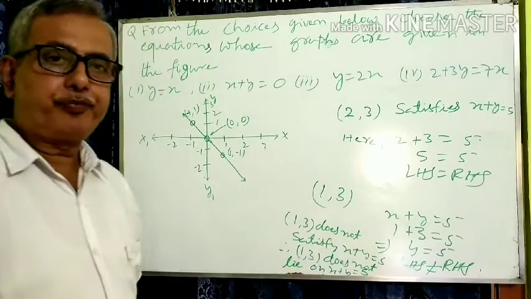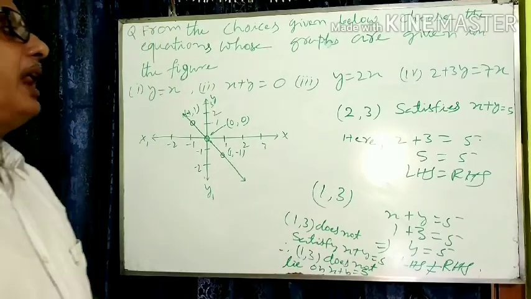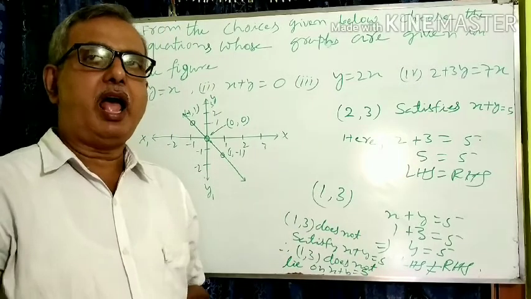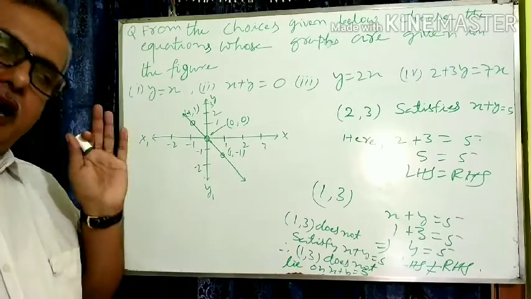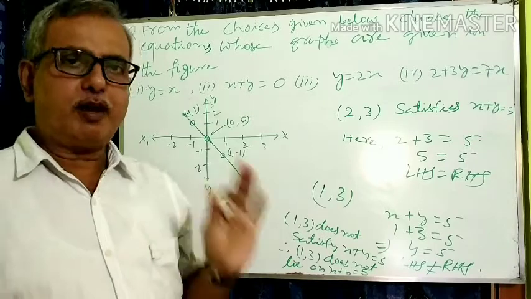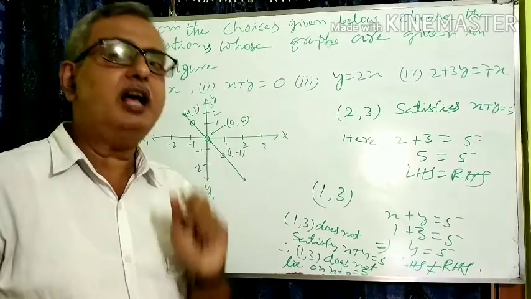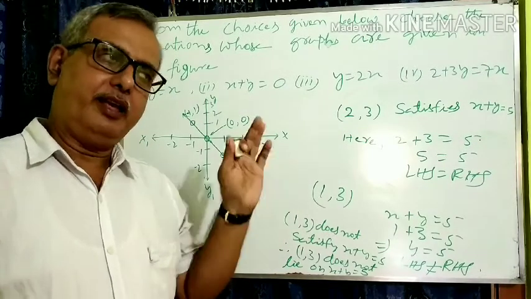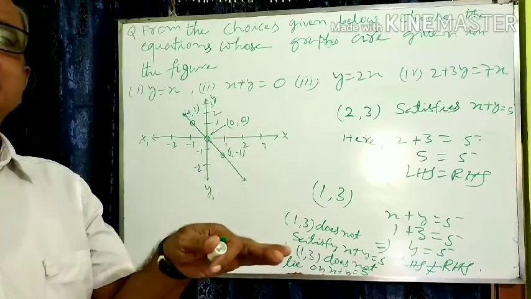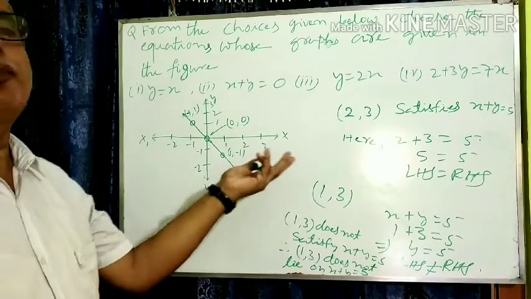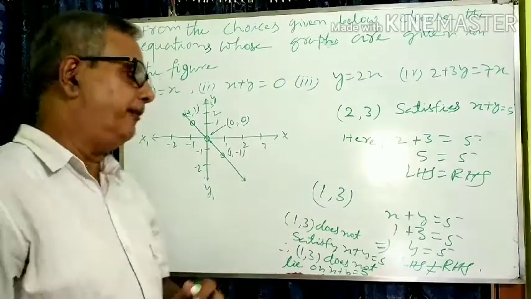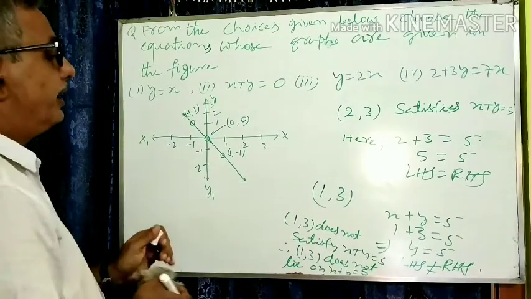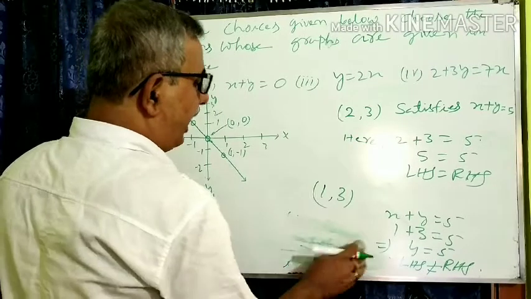Clear now? So like that, whenever I am telling satisfies and whenever I am telling does not satisfy, you will understand. A point satisfies a line, that means what? The point will lie on the line. If the point does not satisfy the equation of the line, that means the point will not lie on that given equation, that line.